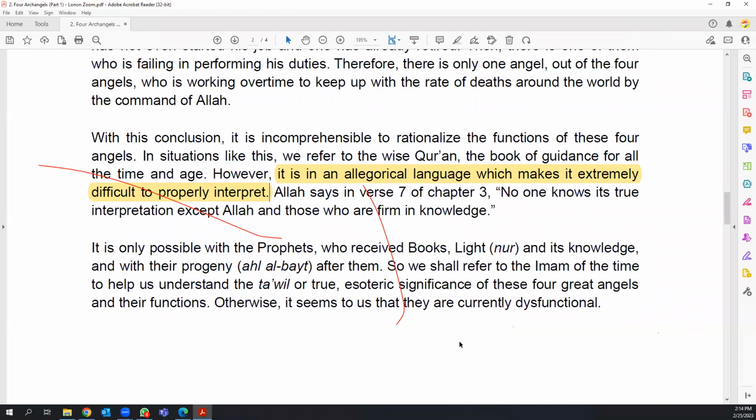And the answer to Shiraz Bhai's question was just given by highlighting my screen. The Quran is the book of guidance for all time and ages. However, it is an allegorical language which makes it extremely difficult to properly interpret. As Allah says, no one knows the interpretation except Allah and those who are firm in knowledge. So where does our answer sit? We find where the interpretation is with those arifin who are firm in the knowledge.